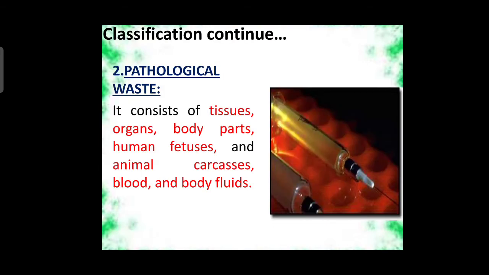Next we have pathological waste, the second type. It consists of tissue, organs, body parts, human fetuses, animal carcasses, blood and body fluids. Pathological means any human body part like any organ, any tissue, blood or human fetuses. Human fetuses means unborn baby. All this comes under pathological waste.